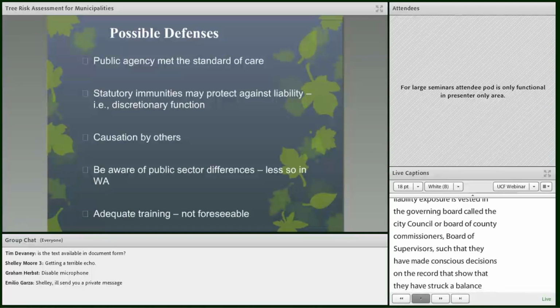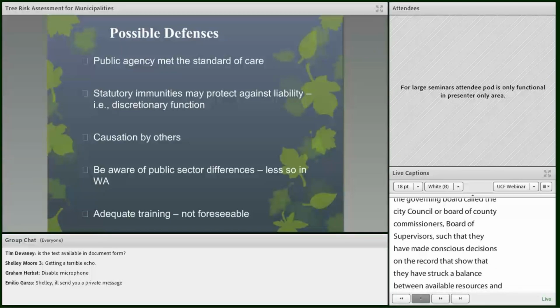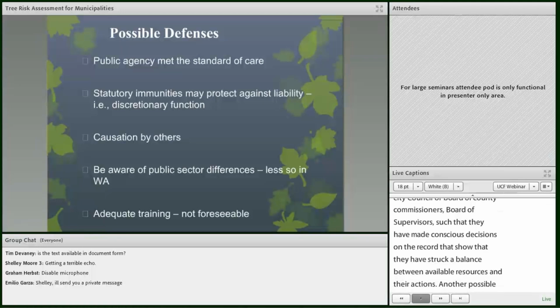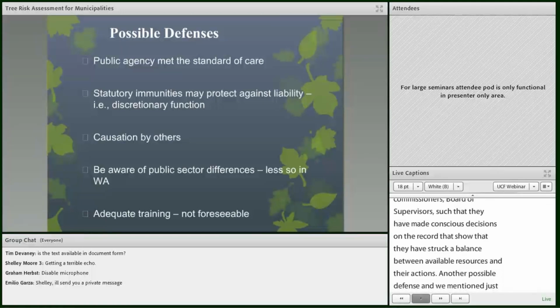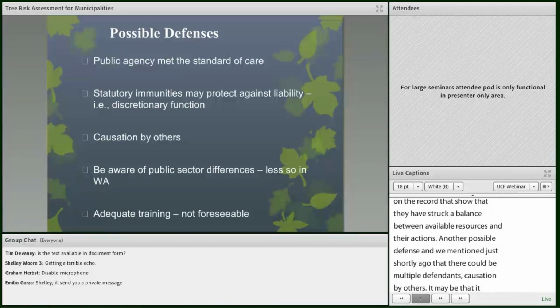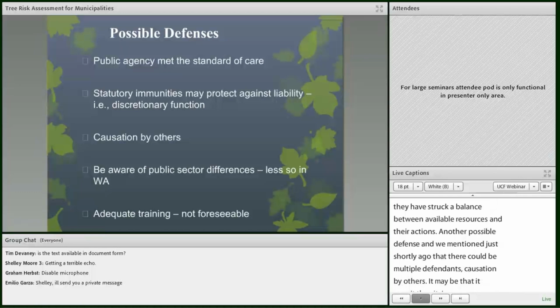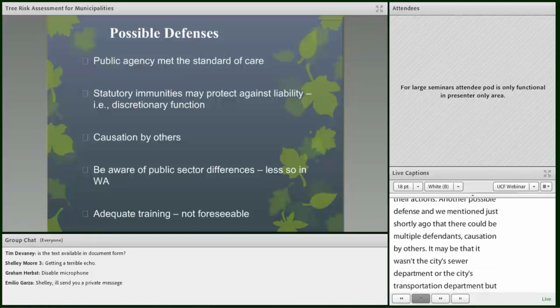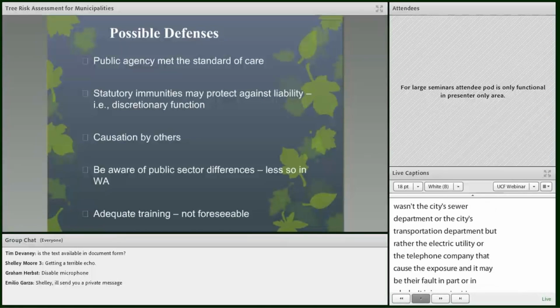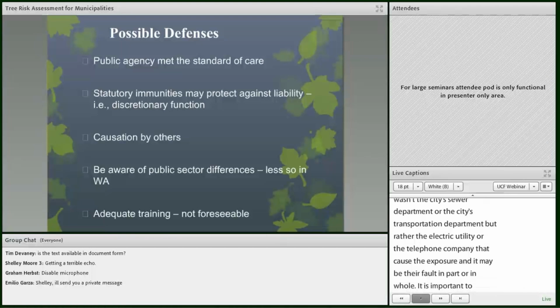Another possible defense, and we mentioned just shortly ago that there could be multiple defendants, is causation by others. Maybe it wasn't the city's sewer department or the city's transportation department, but rather the electric utility or the telephone company that caused the exposure, and it may be their fault in part or in whole. It's important to recognize that as you look at addressing these issues, it's absolutely vital to understand the immunities that are provided in your state's statute.